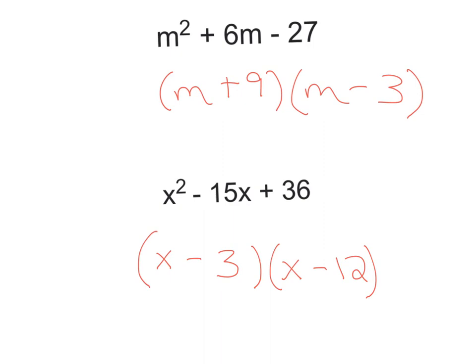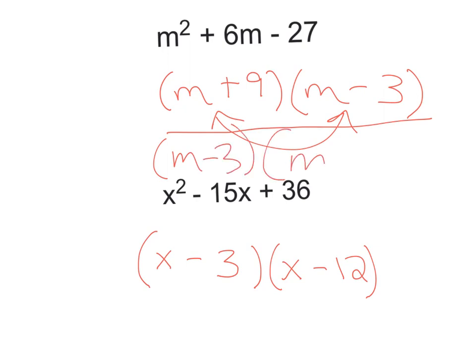For the first one, you should have gotten m plus 9 times m minus 3. Just remember you can flip-flop those so that it's m minus 3 times m plus 9. And then for the last one, you have an x minus 3 and an x minus 12. So there is your lesson on factoring trinomials where you do not have a leading coefficient greater than 1. Good luck!